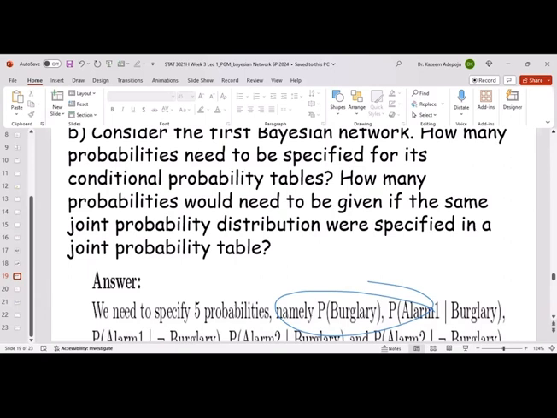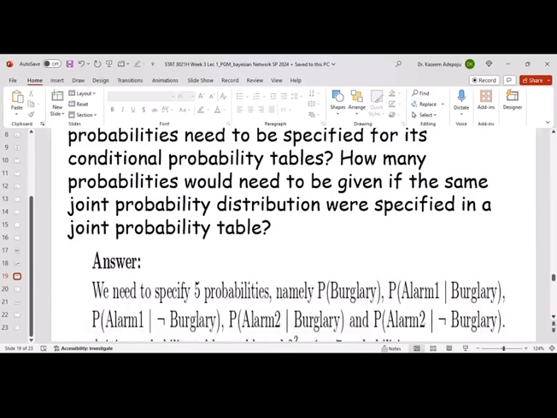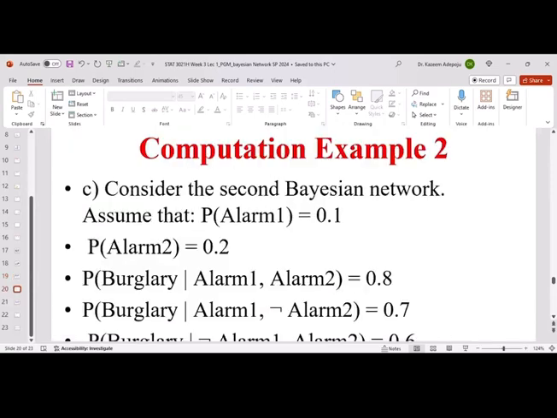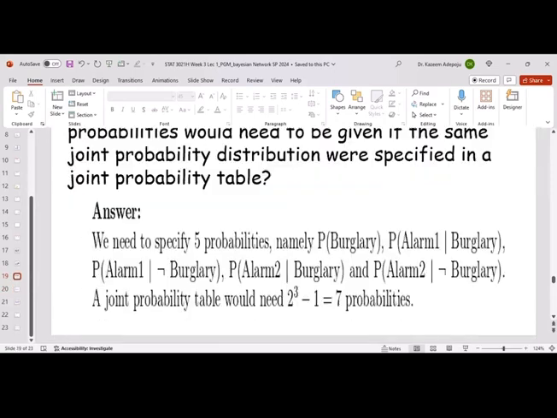Now, another question: how many probabilities would need to be given if the same joint probability distribution was specified in a joint distribution table? We're actually going to figure that out, and it's going to be 5. How do I know it's 5? Please, I need you to follow this.